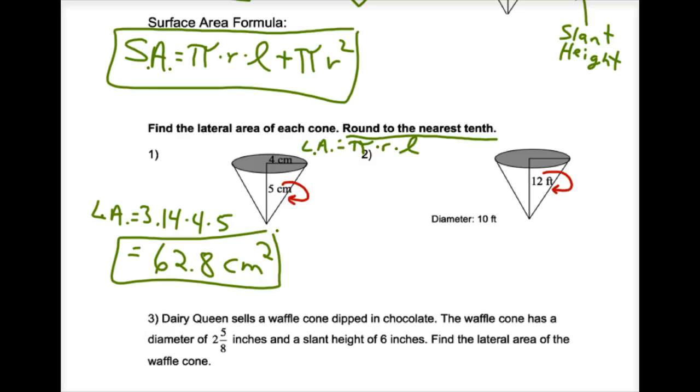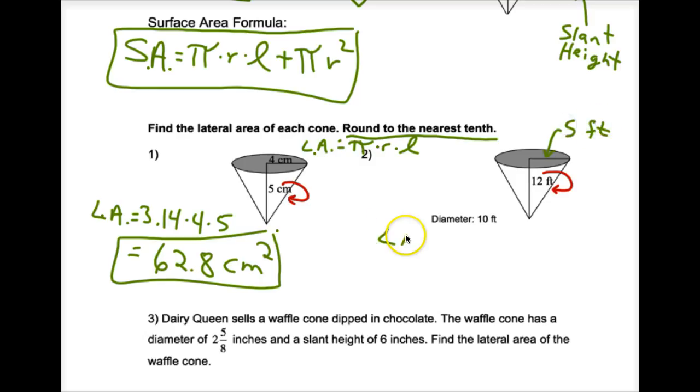All right, next one. Sometimes they give you a diameter. We don't want the diameter. We need the radius in this formula. I'm going to put an arrow pointing to the radius. If the diameter is 10, how much is the radius? 5. Half of it. We'll put 5 feet in there.